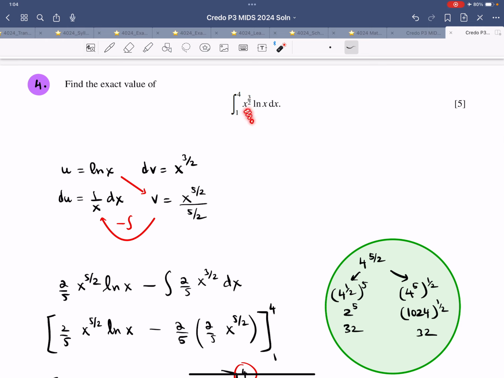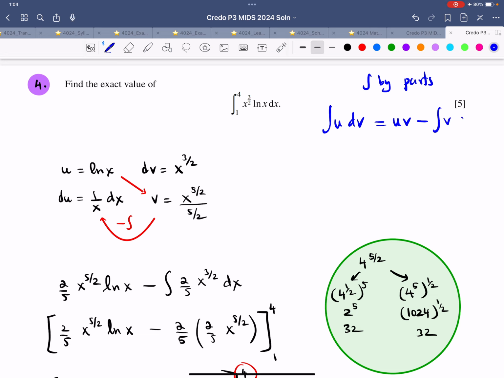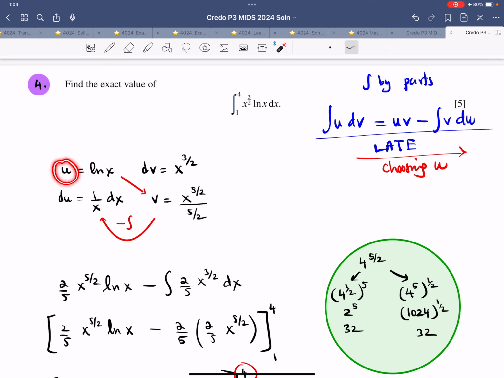X term, algebraic term multiplying with ln. This is integration by parts. What is the formula? Integral of u dv, that is uv minus integral v du. Apply the rule for LATE. This is the order for choosing u. Whatever you choose as u, you differentiate. So choose u, let me highlight it. Choose u, differentiate. Choose dv, integrate.